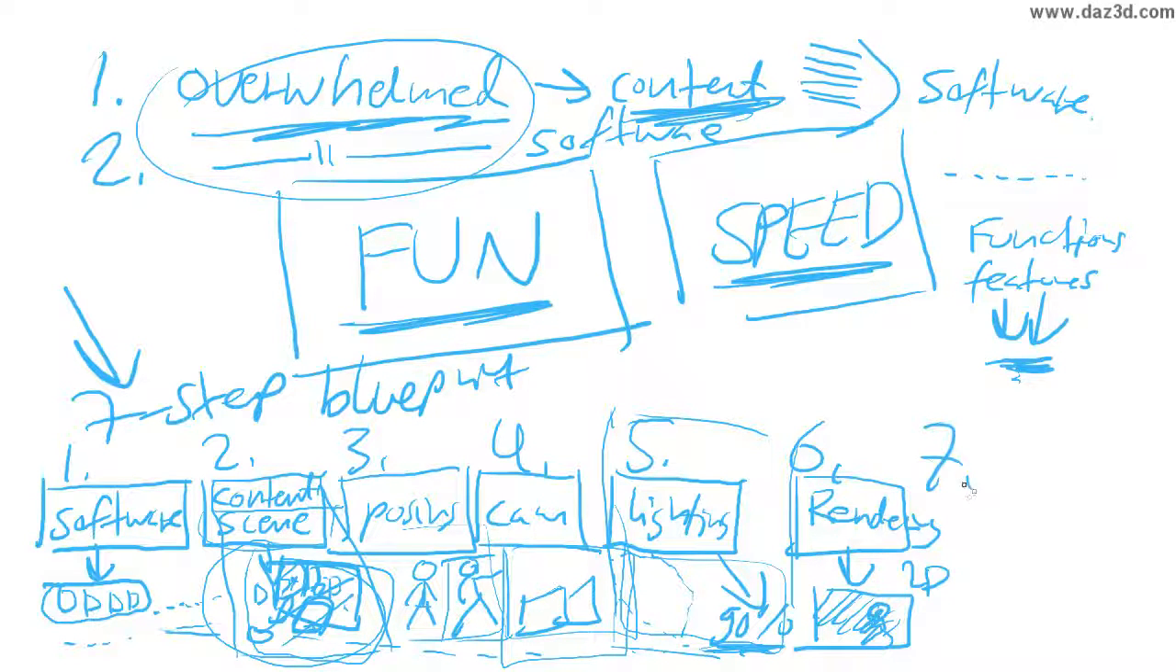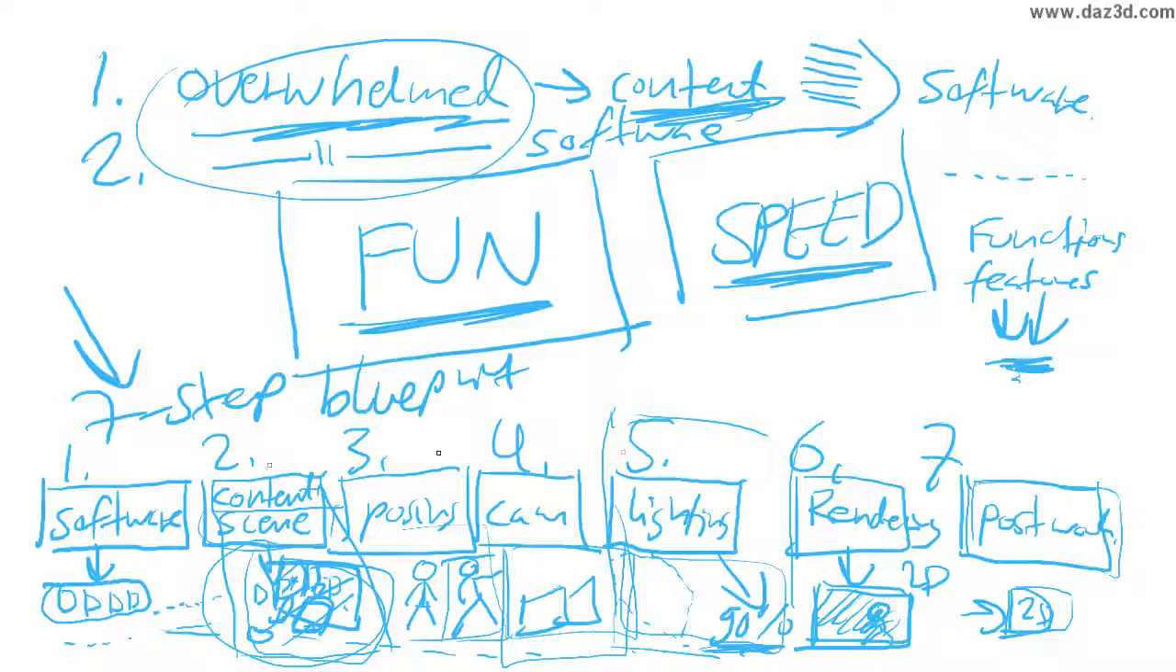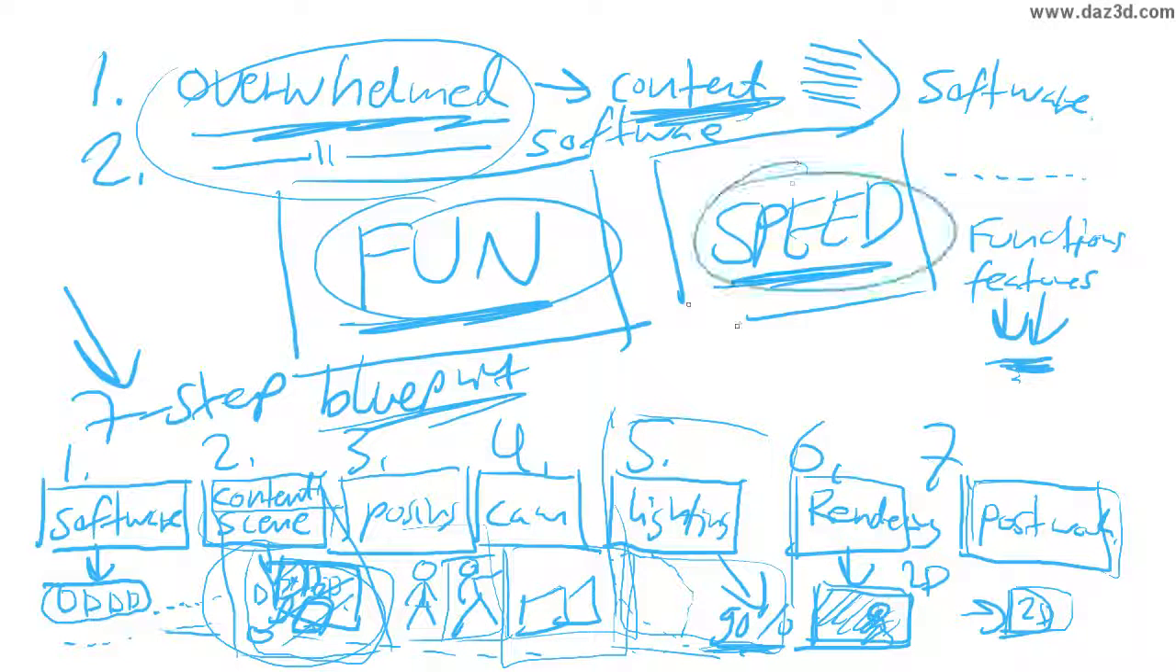And finally, number seven, we're going to dive into post work. And what this means is you take the final image, the render or the image you created, you load it into a 2D application and you enhance it. That's what post work is all about. Alright, that's it. That's the 7-step process or blueprint designed to give you maximum fun and speed.